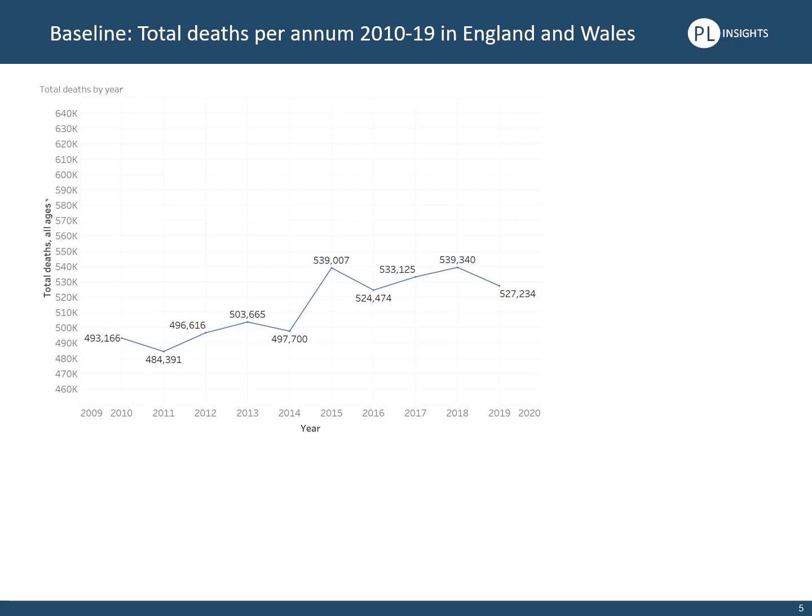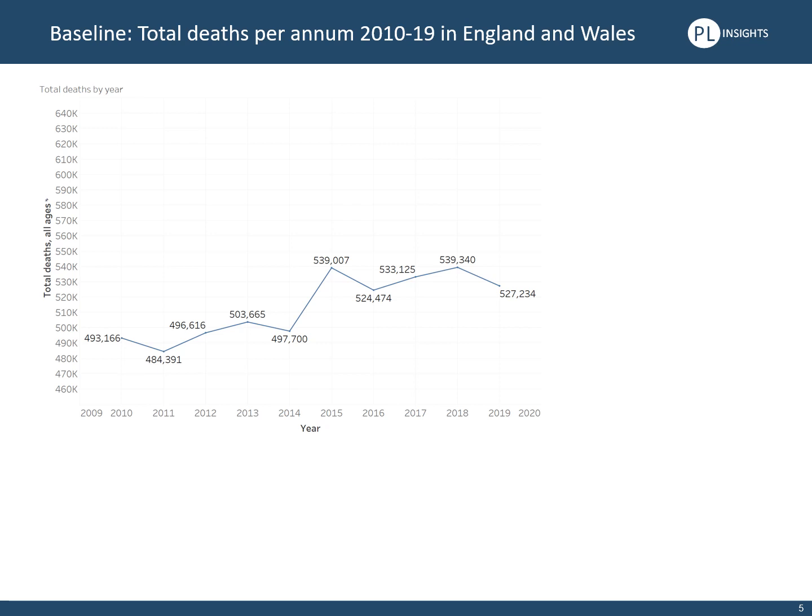Let's begin by taking a look at reported deaths prior to the pandemic. So this chart takes the number of registered deaths per annum occurring in England and Wales for the period 2010 to 2019 inclusive. We've got year on the horizontal or x-axis as it's known, and numbers of deaths in the year on the vertical or y-axis as it's known.